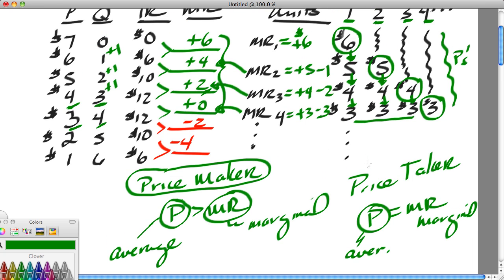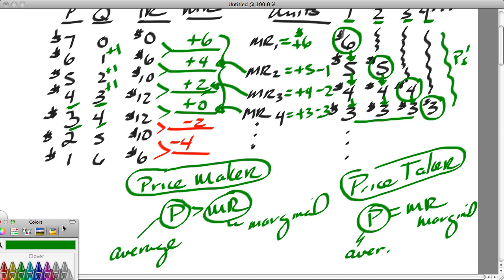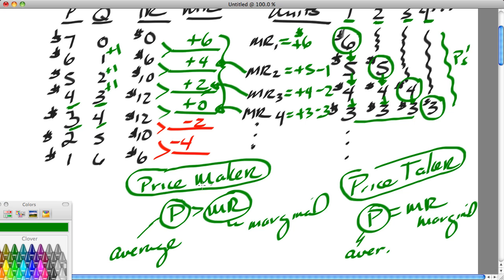Some firms are price takers. Actually, relatively very few firms are price takers. If you're a price maker, price is greater than MR. If you're a price taker, price equals MR. Okay, I've already said that, so let me continue.